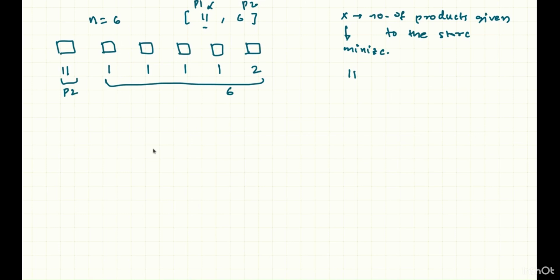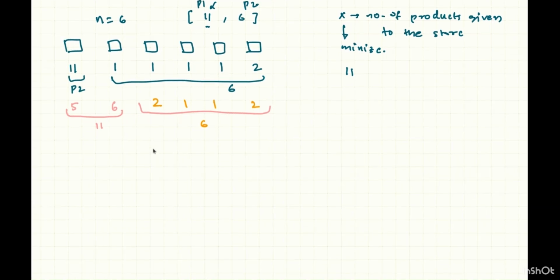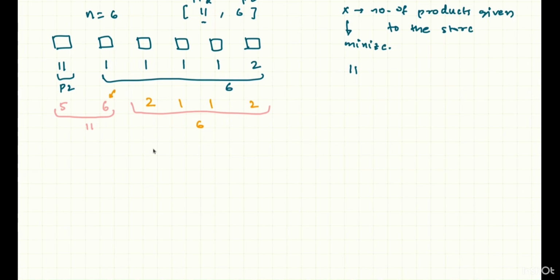So let's take another combination. Let's say we have given 5 products of p1 over here and 6 products of p1, so in total there are 11 products. And let's say we have given 2 products of p2, one product of p2, one product of p2 and one product of p2, which is basically 6 products of p2, right? If you see, the maximum products given to a store here is 6 products. So still we can minimize this.